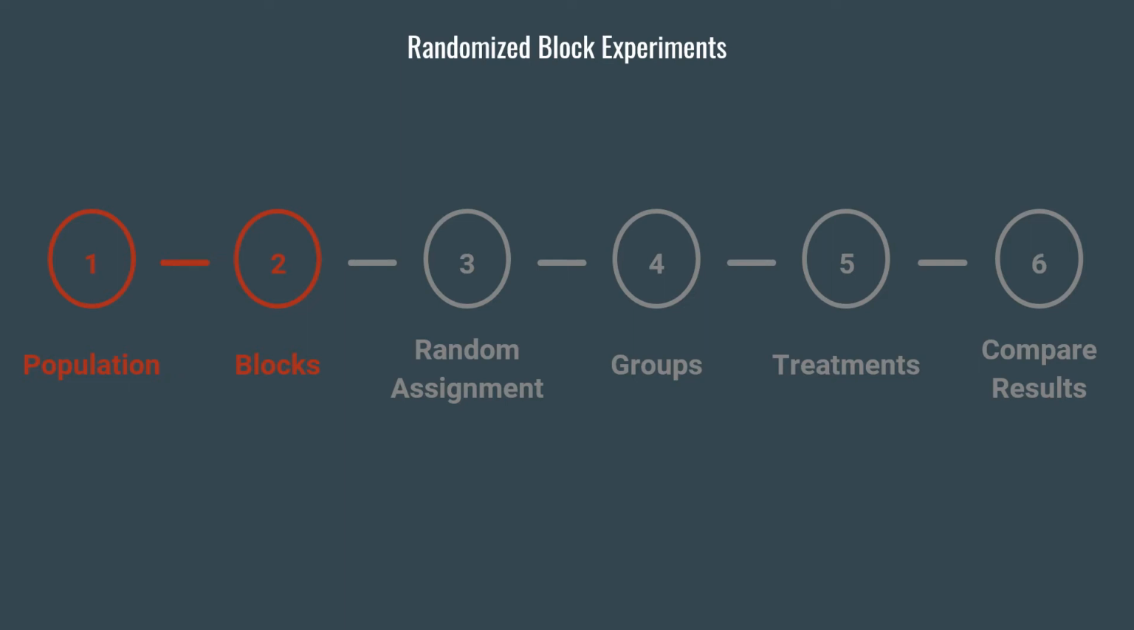There are 6 steps that take place in every randomized block experiment. A population is initially taken for the experiment. Next, they're split up into blocks such as type 1 and type 2 to reduce standard deviation and random error. Once they're split up, random assignment occurs in the blocks, then randomized groups are formed.